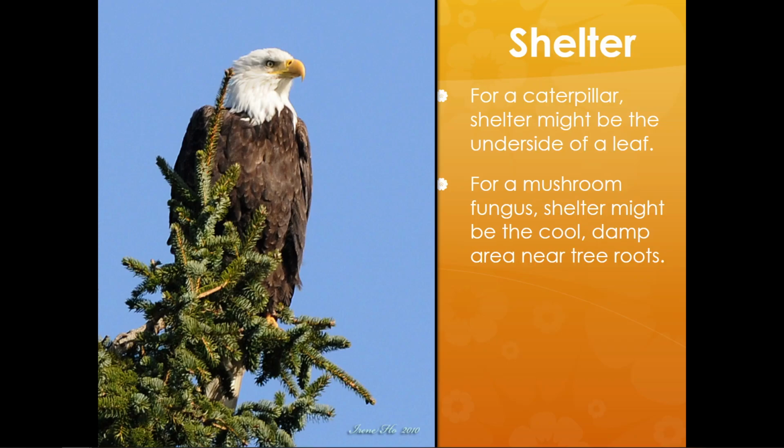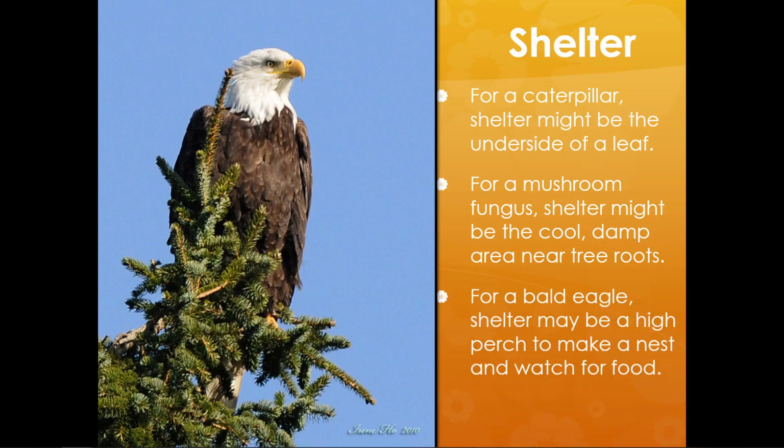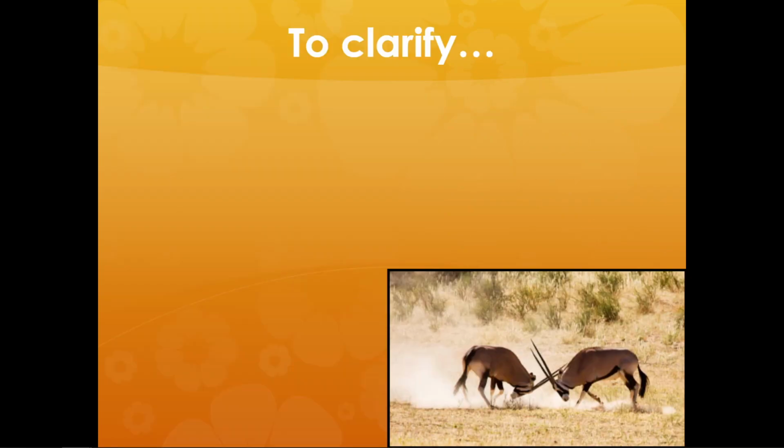All right, so for a mushroom fungus, shelter might be a cool, damp area near the roots. And for the bald eagle, you're often going to find them perching or making a nest at the top of the tree. All right, so to sum up, while a habitat is a physical space where an organism lives, a niche is an organism's role within that space. It's a complex interaction of a number of factors that define how organisms interact with each other and their environment. Understanding this distinction helps us appreciate the intricacies of ecosystems and the importance of biodiversity.